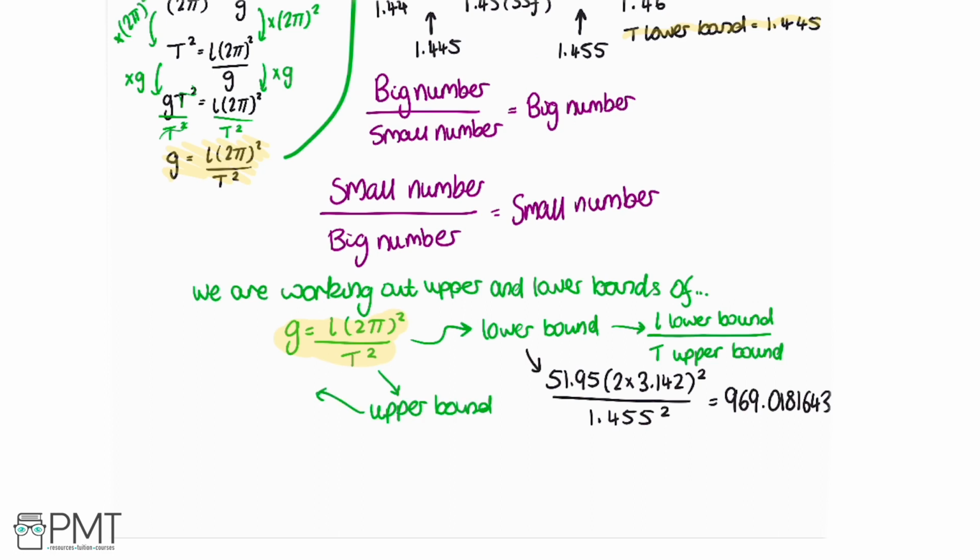Now we're going to do the upper bound. And to get the upper bound, we want the biggest number possible. So it's a big number divided by a small number. So when we get the biggest number on top is by using the L upper bound. And the way we get the smallest number on the bottom is by using the T lower bound.